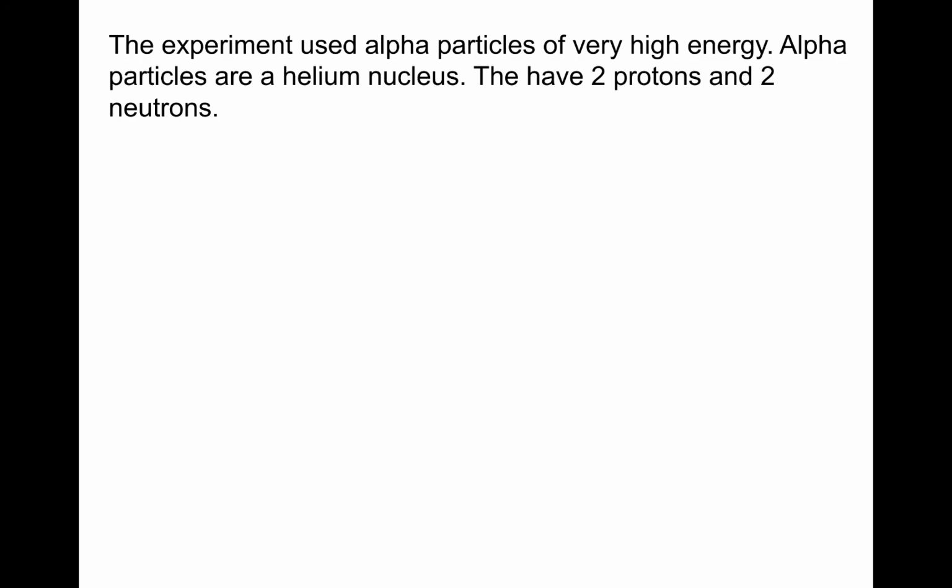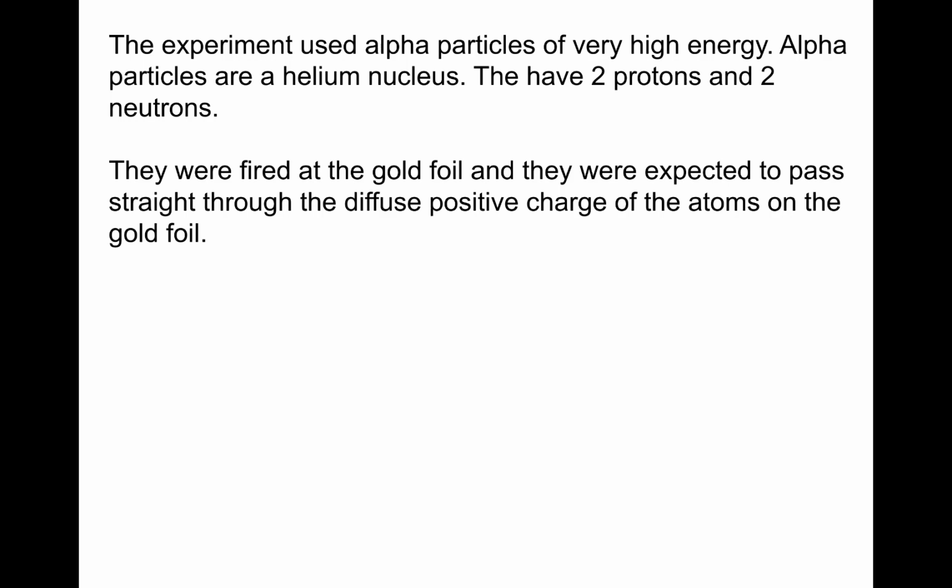Helium is the second element of the periodic table. It's got hydrogen, helium, and lithium, beryllium, and so on. Helium's the second one. So 2 protons, 2 neutrons, and alpha particles are just the nucleus. So they were fired at some gold foil, and what they expected was for them to pass straight through the foil, hence the diffuse positive charge of the atoms that made up the gold foil.